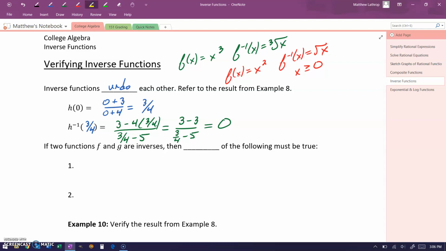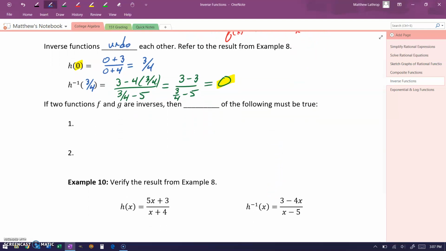What we can see here is that we start off with this value of 0, plug it into our function h, take that result, plug it into the inverse function, and what we end up with is that same value. Essentially meaning we have two functions or two operations, which are a little bit more complicated than just cubes and cube roots, but two operations or two functions that undo each other, get us back to that starting value.